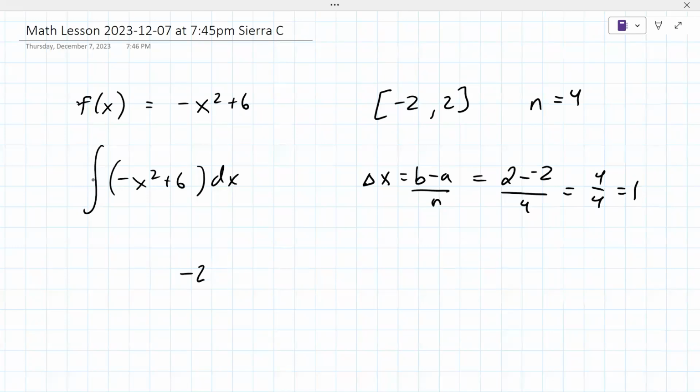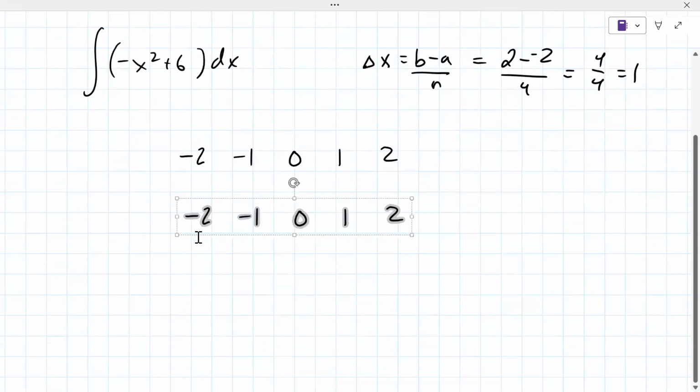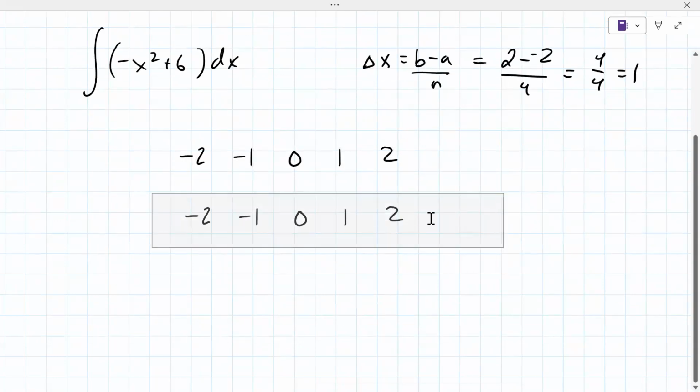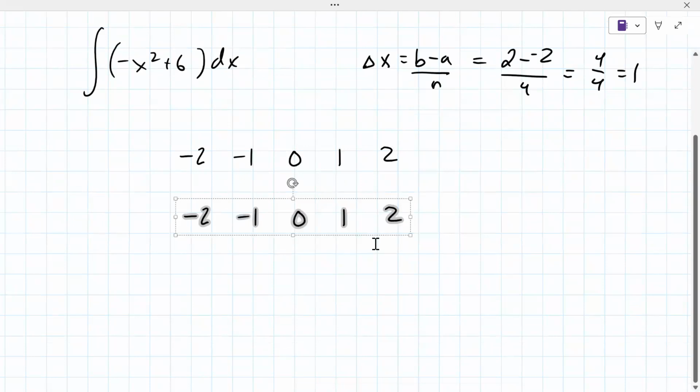point and add delta x. And you'll see that there are five values. Wait, where are these five values from? Say that again. Are these five values just because we need five? Our n is five, or what?